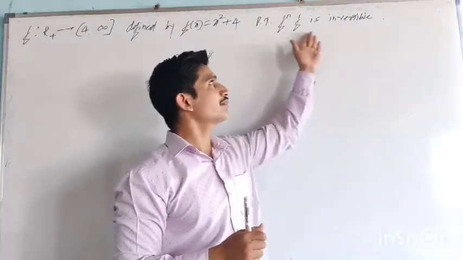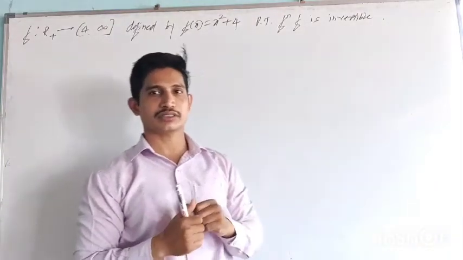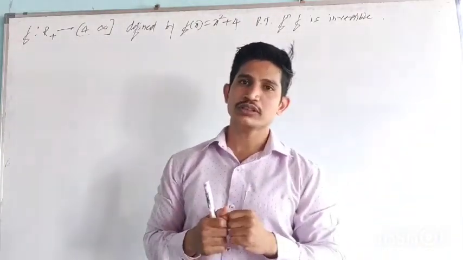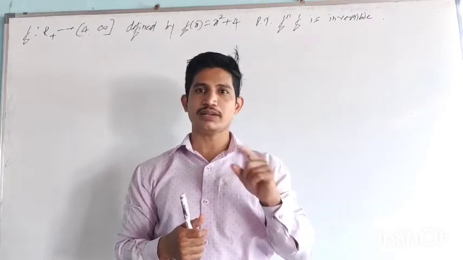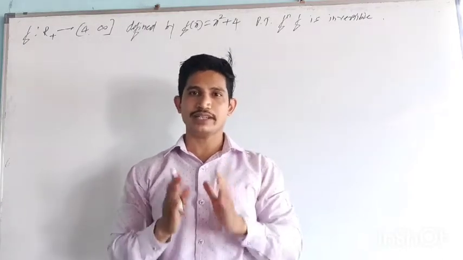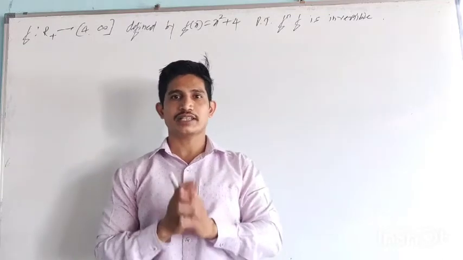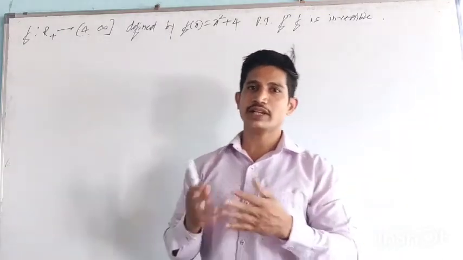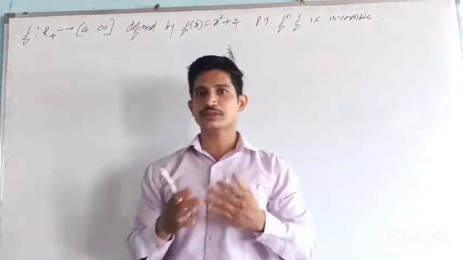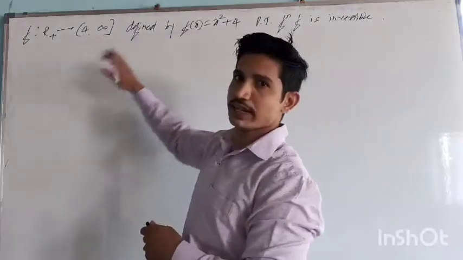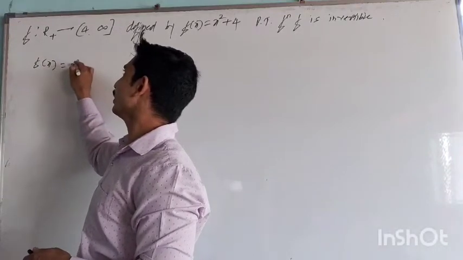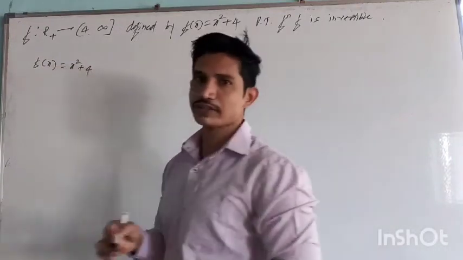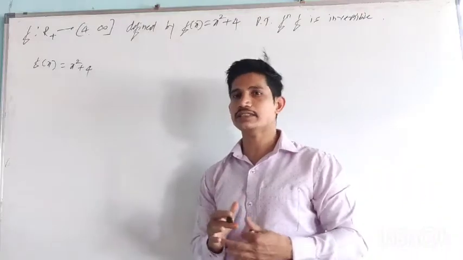And they ask us to prove that the function f is invertible. As I told you in the definition, if f composition g and g composition f are both identity functions, then the function is called invertible. So let's prove that they are identity. The first step is to write f of x as it is: f of x is x square plus 4.